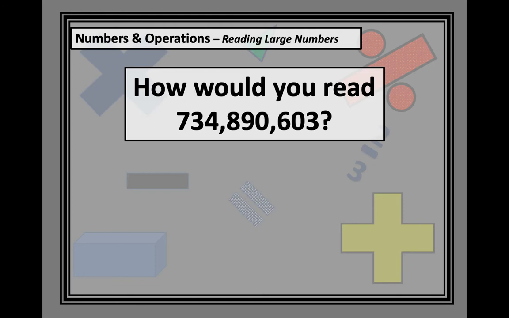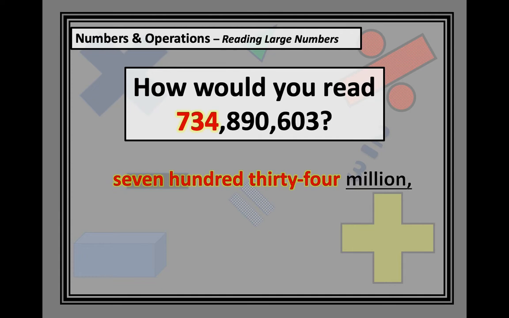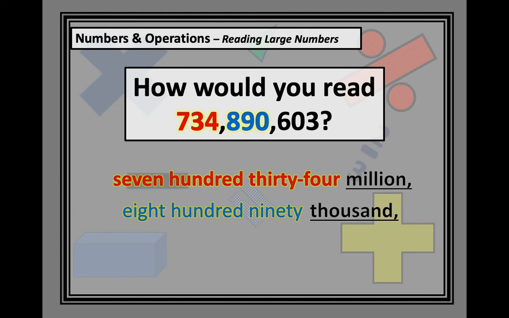So if I look at this 9-digit number, I know the first 3 digits are in the millions period, the second set of 3 digits are in the thousands period, and then that last set of 3 digits are in the ones period. So if I can read those digits, 734, I know I can say 734 million. My second set of 3 digits says 890,000. And then my last set of digits says 603. We don't say the name of the ones period, so I can read this as 734,890,603.